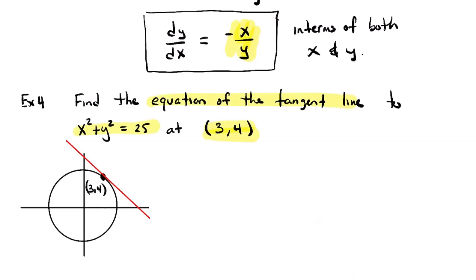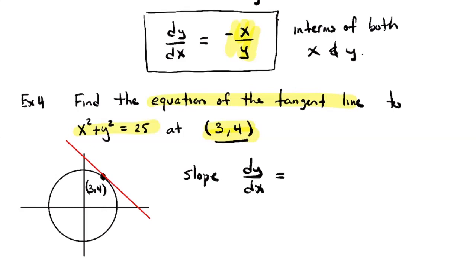And I want to know what the equation of the tangent line is. All right, well, to find the equation of a tangent line, you need a point. Well, we know the point. It's (3, 4). We need the slope. The slope of a tangent line is the derivative, dy/dx.